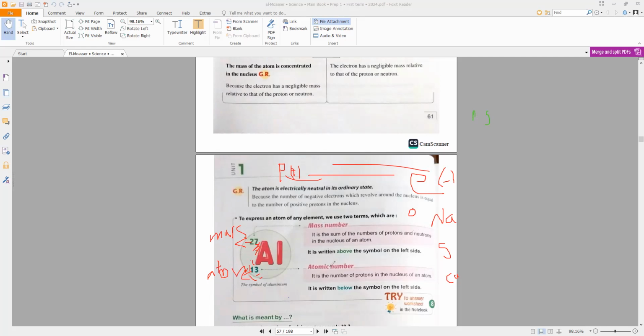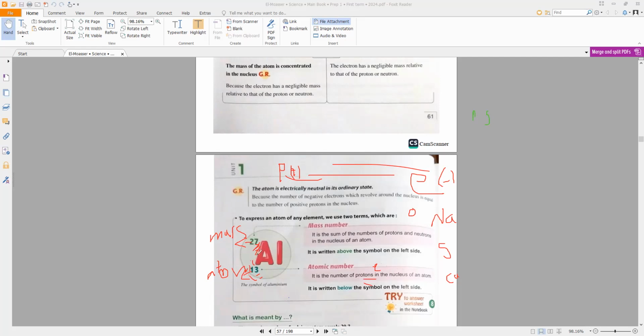What is the atomic number? The atomic number is the number of protons in the nucleus of an atom. And I said the number of protons equals the number of electrons in the ordinary state. So the atomic number is the number of protons in the nucleus of an atom, or the number of electrons in the ordinary state. But the main definition is the number of protons in the nucleus of an atom.